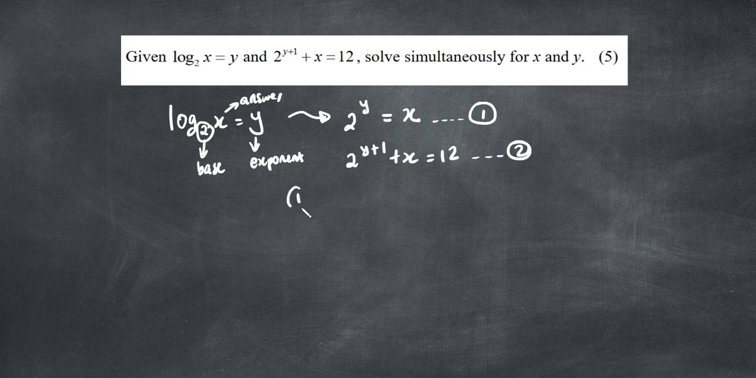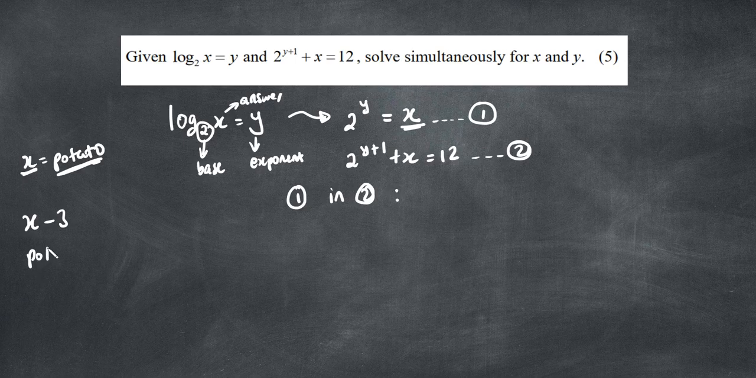Now we can substitute equation 1 into equation 2. What are we going to do? Wherever we see x, we're going to put that. I always tell my students that if x is equal to a potato, then where you see x, you put potato. So for example, if I were to have x minus 3, I would write it as potato minus 3. Where you see x, you put that.